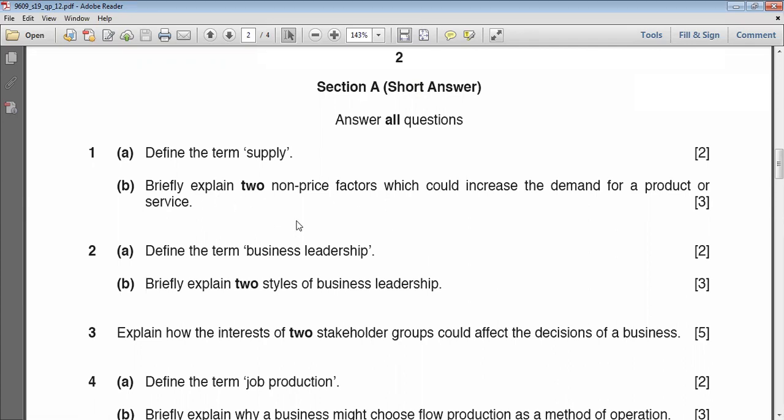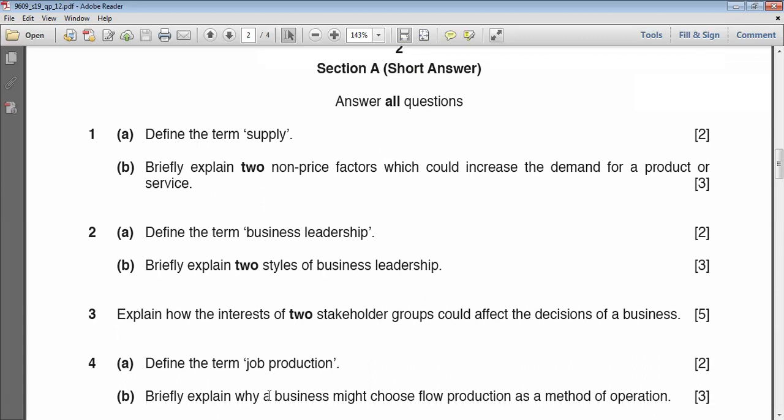If you only give two explanations, without the application or any examples, usually you are limited to a maximum of 2 marks. If you want to get 3 marks, each of the factors needs to be explained plus an example, or the implementation or application that you can think of. Same thing with this one: briefly explain 2 styles of business leadership. 2 styles only, but you are given 3 marks.